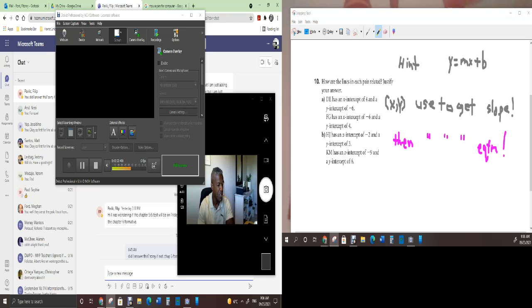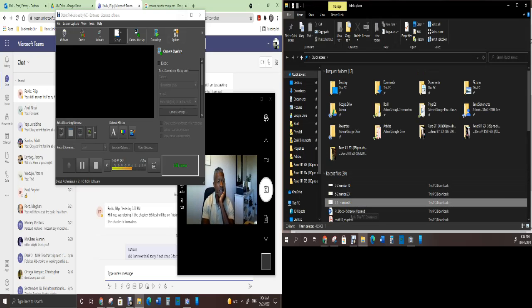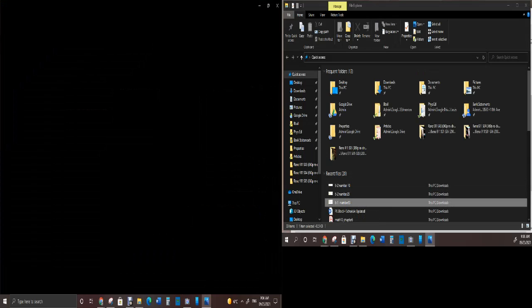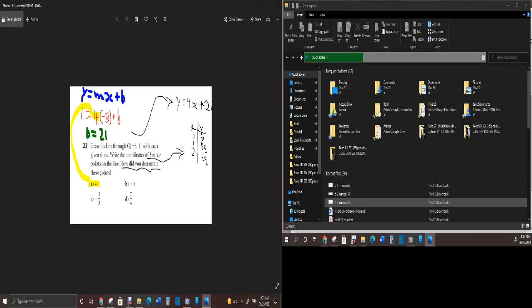Both my screens, right? It's like my desktop screen and my, anyways, whatever. So I said number 10. Let's go to 6.1, number 23. This was a favorite of people asking me about. So just pulling that up right now. It's taking forever. Oh, there it is.